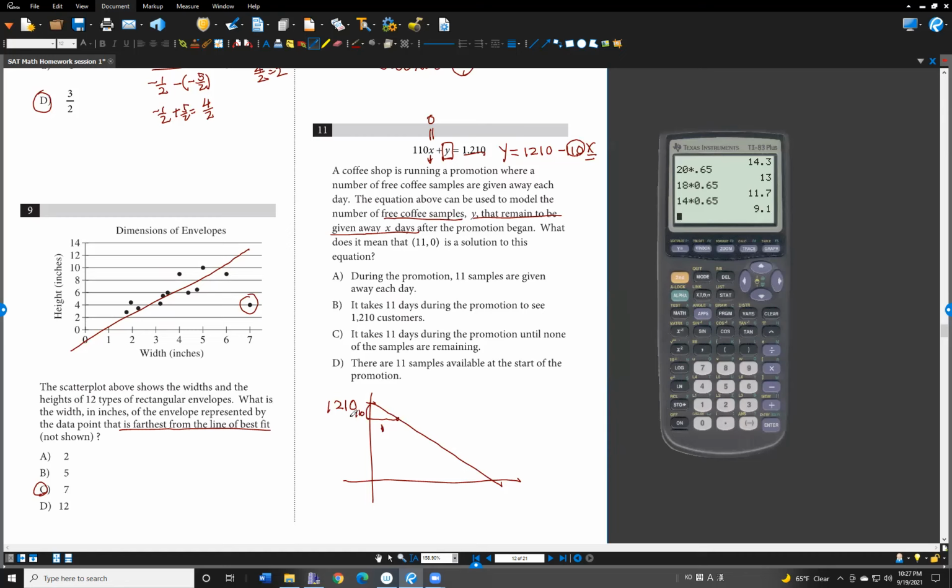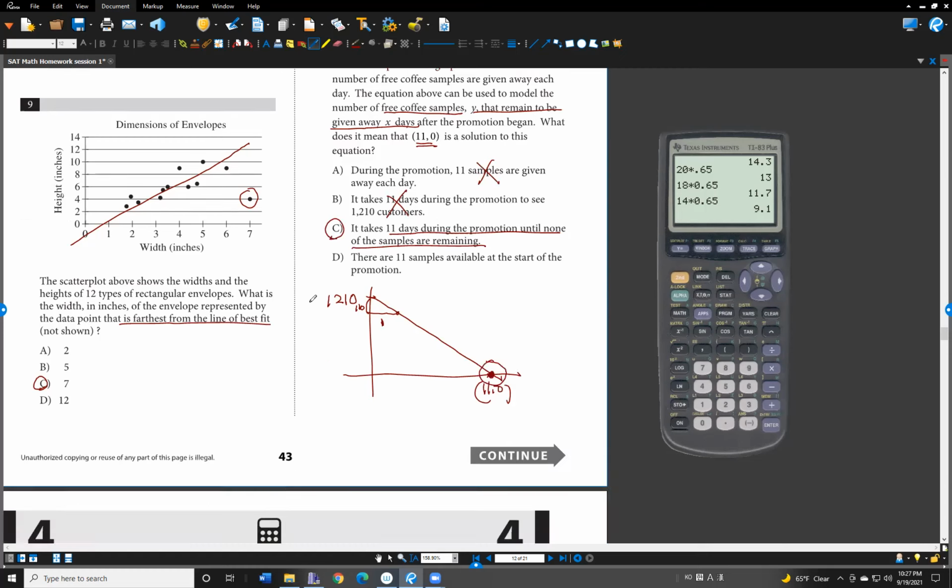All right, so we are at this point, 11.0. We know that. Put this number over here, 11. It is actually 1210, isn't it? So there are no copies remaining. So we are talking about this point. So 11 days after the start, no copies remain. It takes 11 days during the promotion until none of the samples are remaining. Choice C is the answer.